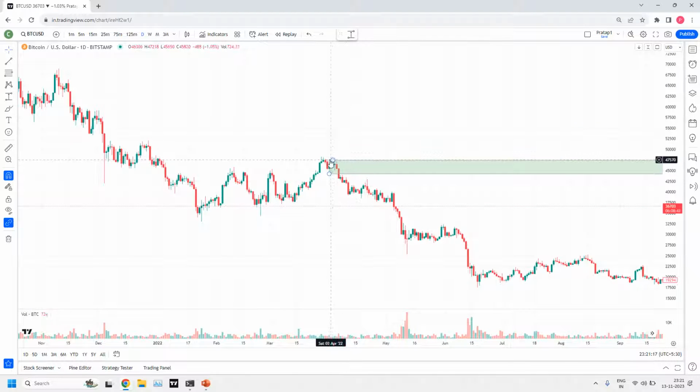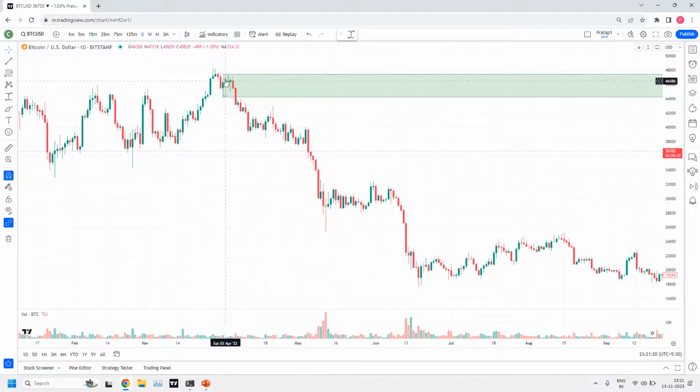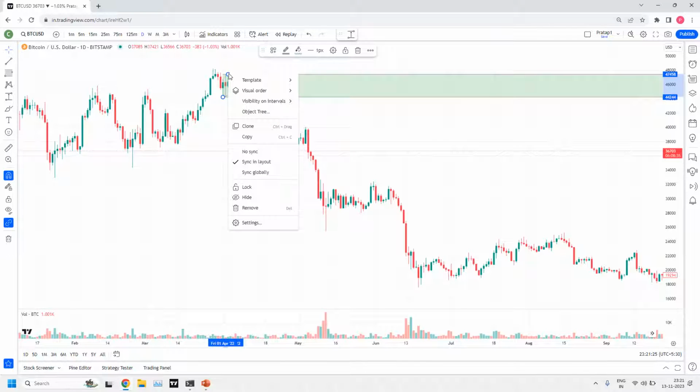Now above this, but what is this zone? This is not a demand zone. This is a supply zone. So what is the color we have to give? Red color. So we already created a template.